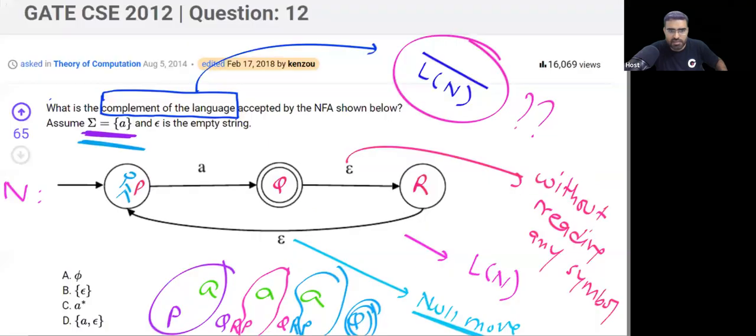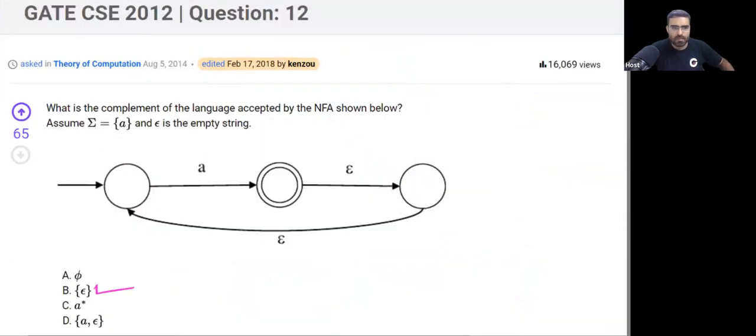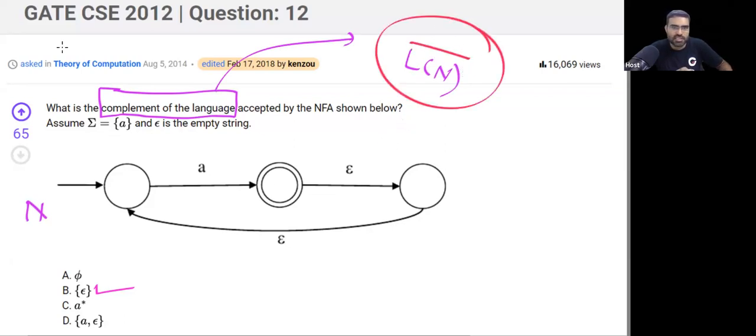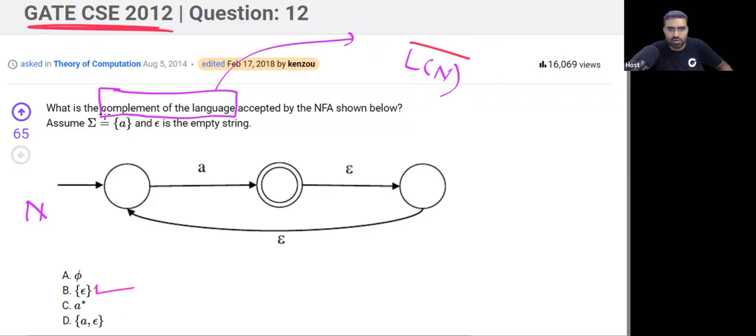Now let me tell you something very interesting. This is your GATE exam question, right? Now, can you see this question is actually very simple? For this question, all you need to do is find the language and complement it. The question is asking the complement of the language. This is your NFA-N. So can you tell me, is this GATE exam question easy or not?